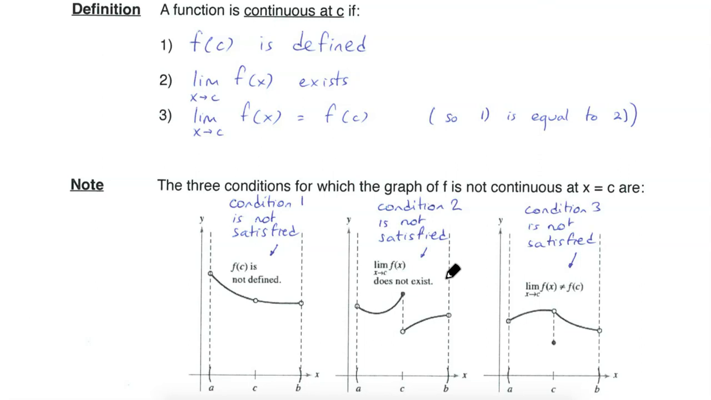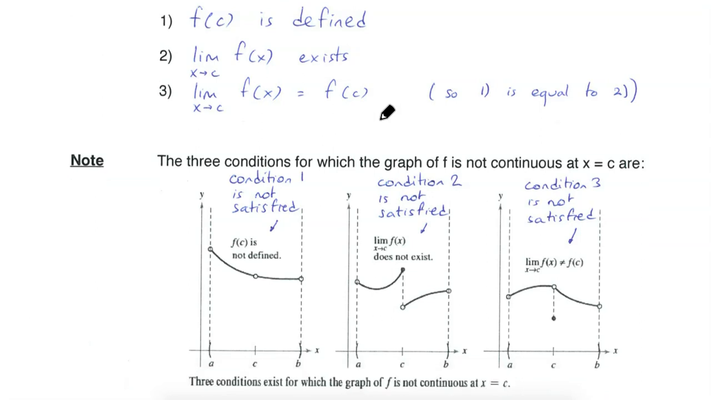Finally, we may have 1 and 2 that are both satisfied, but they do not agree together. And this is how it could happen. f of c is defined, it's down here. The limit as x approaches c is this value there, but they are not the same. So once again, in that case, the function is not continuous. So you really need all of these 3 requirements, and when you do an exercise you need to verify each of these in order, and if all of these are satisfied, then you can confirm that the function is continuous.